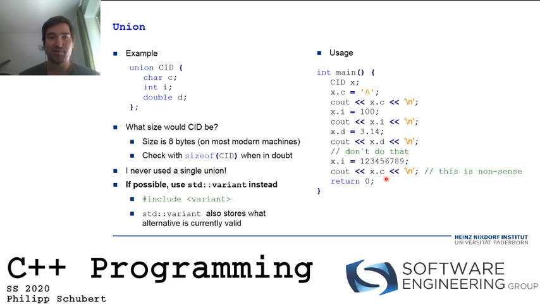And variant is in principle just a union type again, so you can have different alternatives, and you can have variables of your variants that you define. And then you can also use one alternative at a time, but also std::variant stores what alternative is currently valid. So you can always check, hey, what's the current alternative that is in use. And you cannot confuse between the different alternatives. So please prefer std::variant if possible.